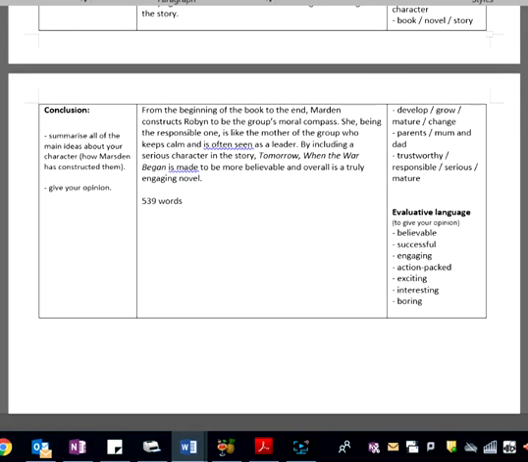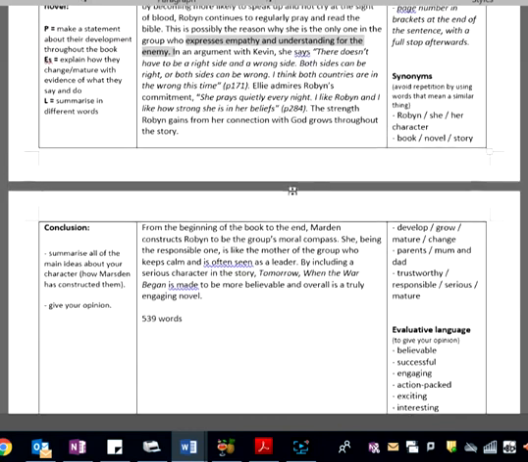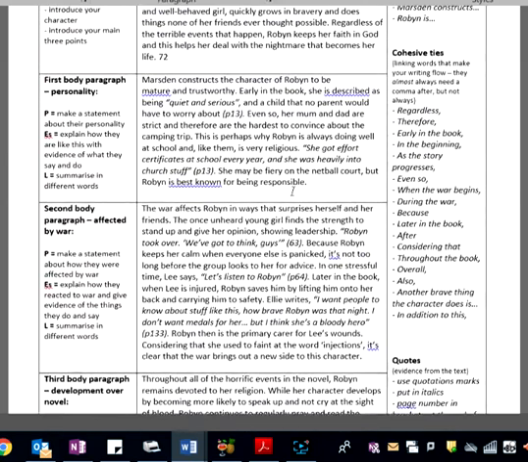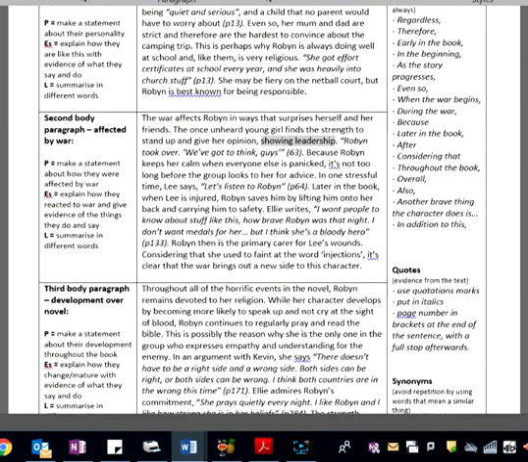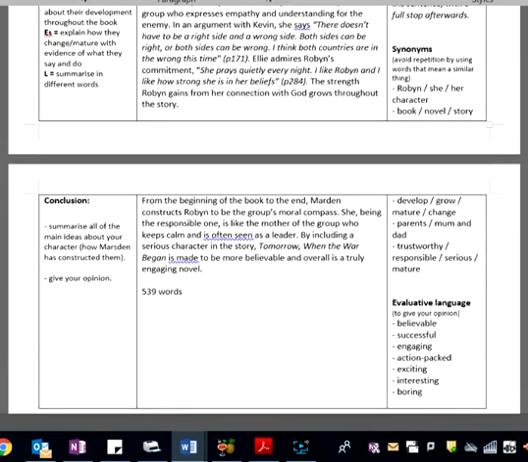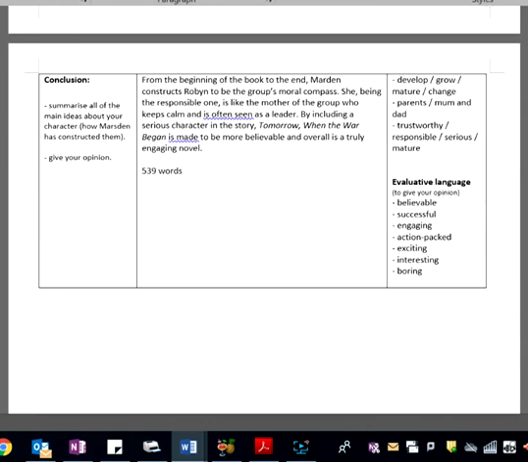She, being the responsible one, again about her personality, is like the mother of the group who keeps calm and is often seen as a leader. Yes, I definitely talk about that. I say that she shows leadership. So remember, in your conclusion, you need to summarize the things you've already talked about in your essay. And then finally, give your opinion.